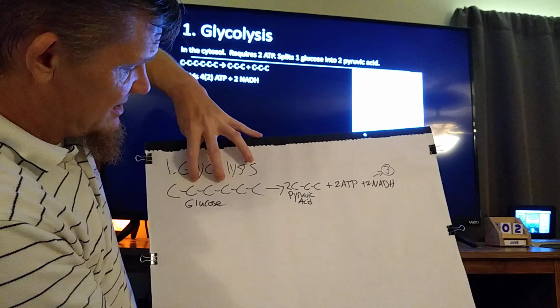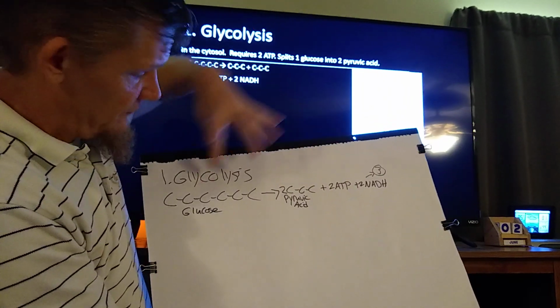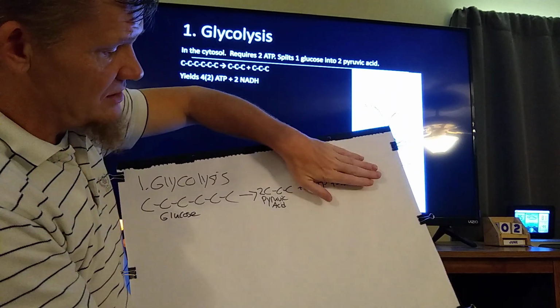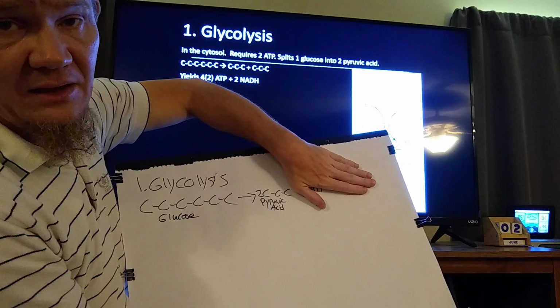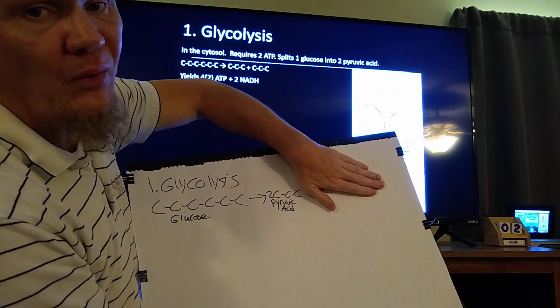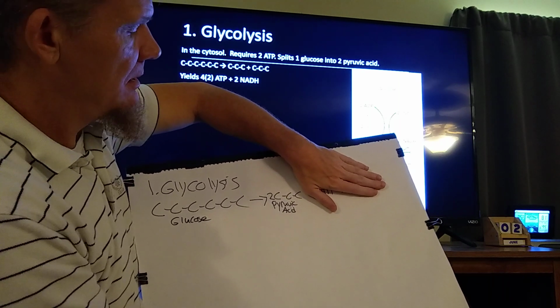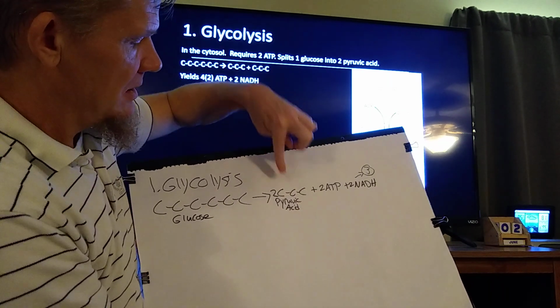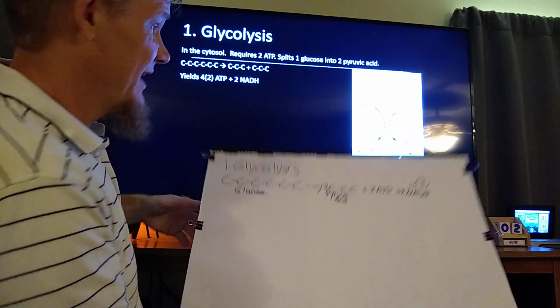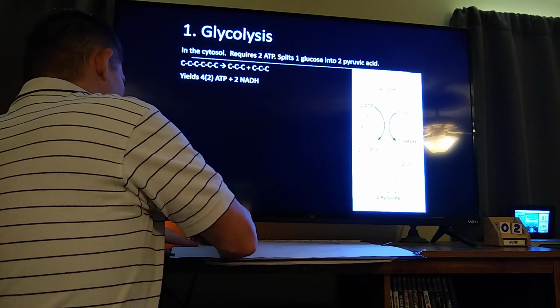So if I bust this up, and these are the products of what I get from busting this up, then what's the only thing I have to take with me to step 1.5? 3.5 steps. The next one is the half of a step. The only thing I have to take with me are my 2 pyruvic acids. Step 1.5.